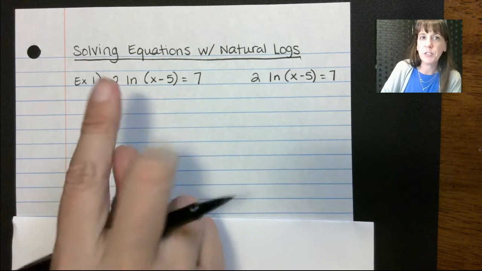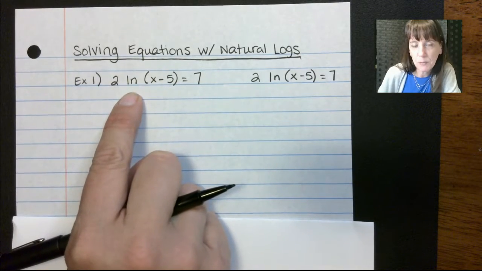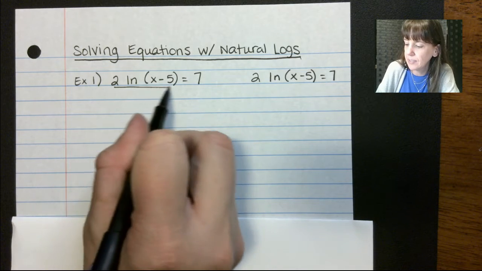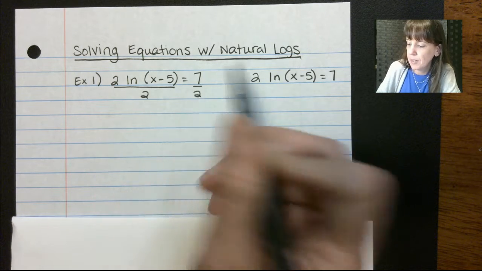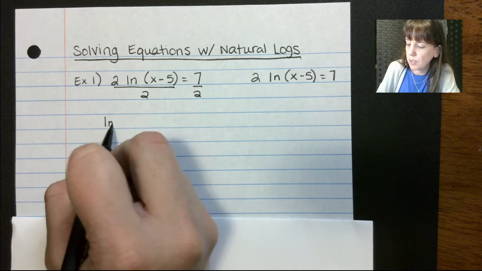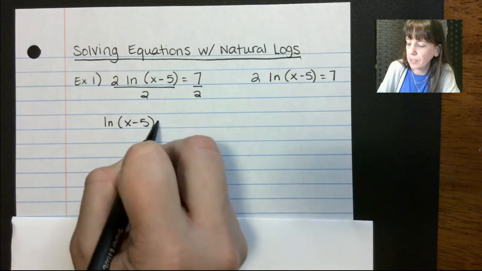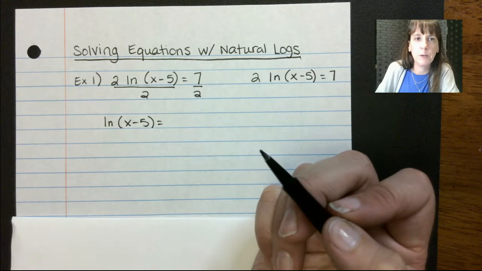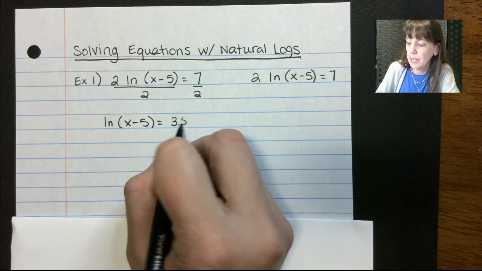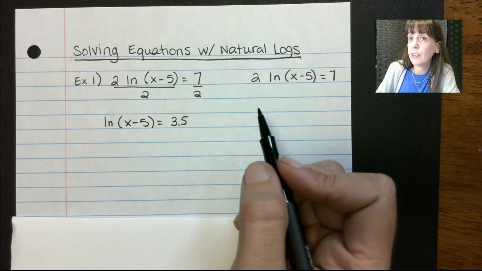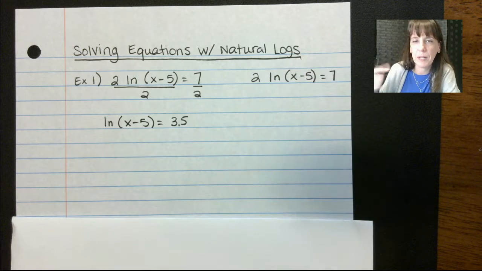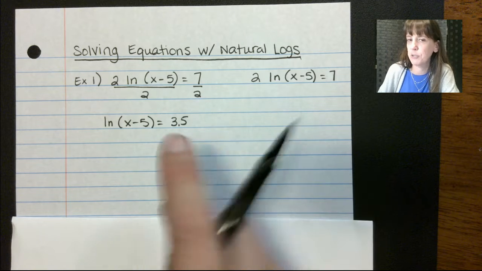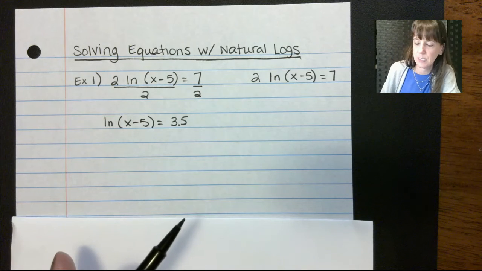Okay, what I would do is get that natural log by itself. I see that I'm multiplying 2 times this, so I'm going to divide both sides by 2. When I do that, I get natural log quantity x minus 5 equals 7 divided by 2, which is a nice clean decimal, 3.5. Now, if it was 7 divided by 3, that would be 3 repeating, so you want to make sure that you leave that in fraction form. But for this, it's okay to turn it into a decimal.